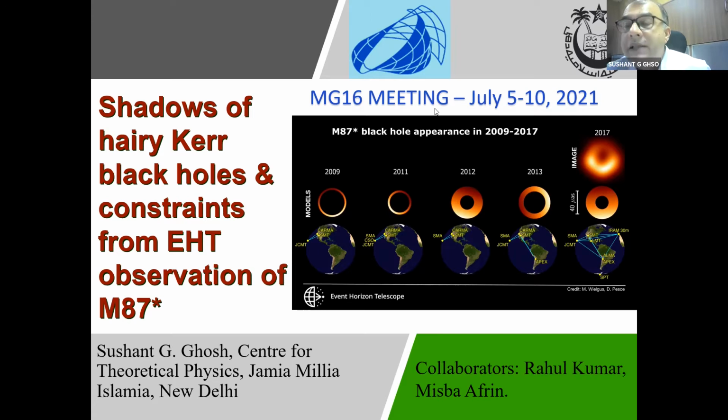However, it will be interesting to inquire whether Event Horizon Telescope results can shed light on the important question of dark matter. Here we consider the Hairy-Kerr black hole and see what the constraints are from the Event Horizon Telescope observation of the M87 black hole.